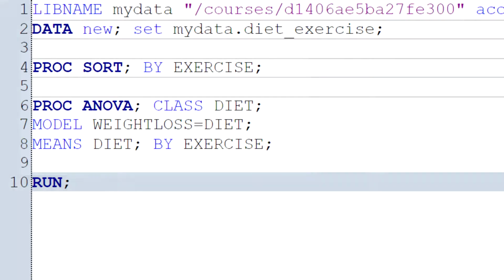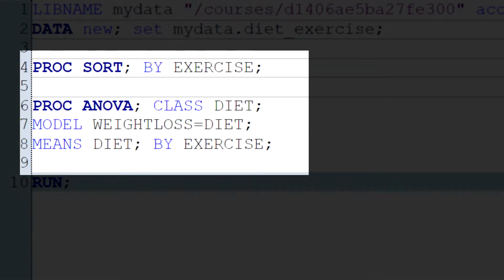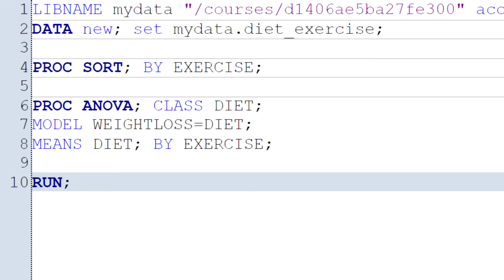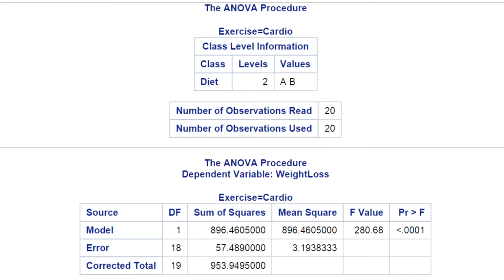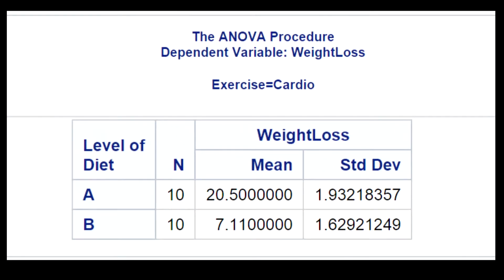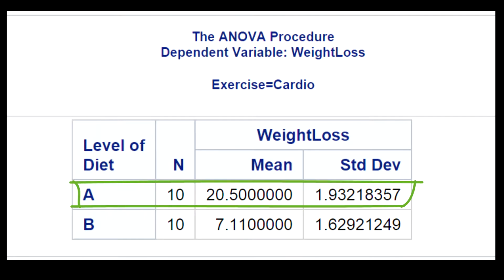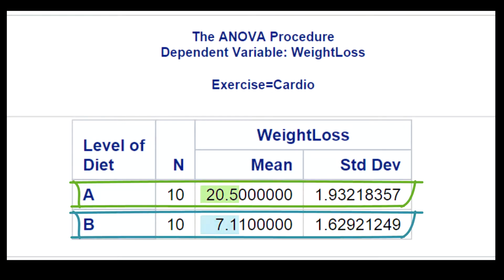The specific syntax for the diet and exercise example is shown here. In SAS, when we call in this example diet and exercise data set and run analysis of variance, you'll see the following results. The ANOVA table examining the relationship between diet and weight loss for those in the cardio exercise group shows a large F value and a significant associated p-value. When examining the means table, we see that for those involved in the cardio exercise program, diet A is associated with greater weight loss, 20.5 pounds on average, than diet B, which is 7.1 pounds on average.